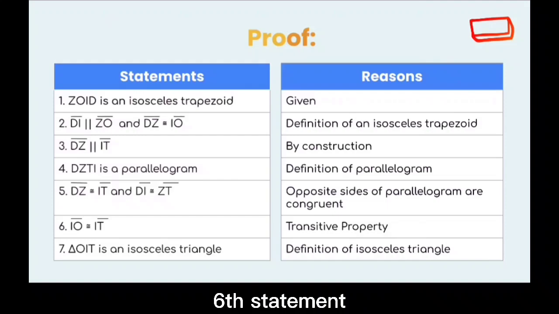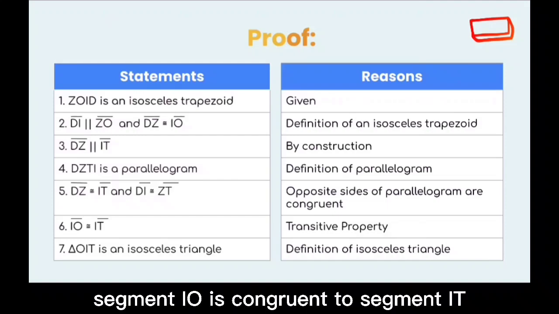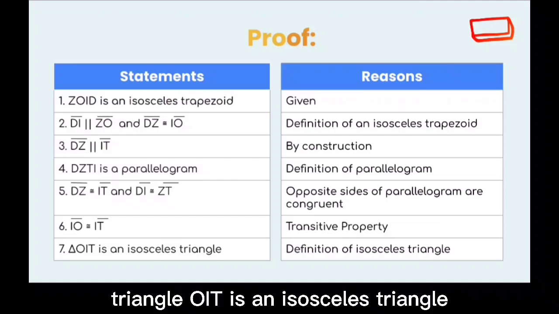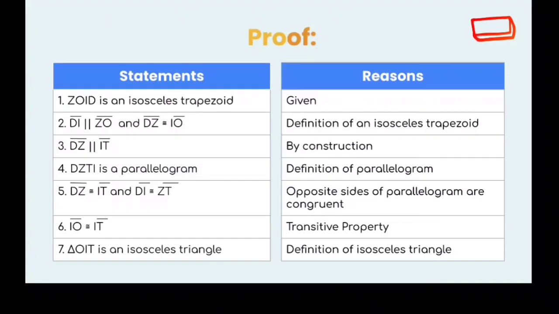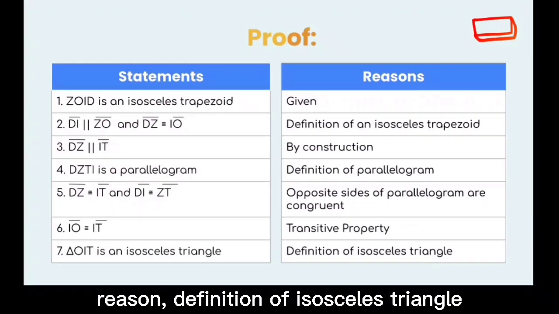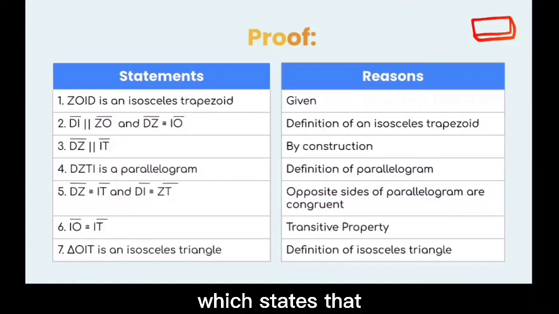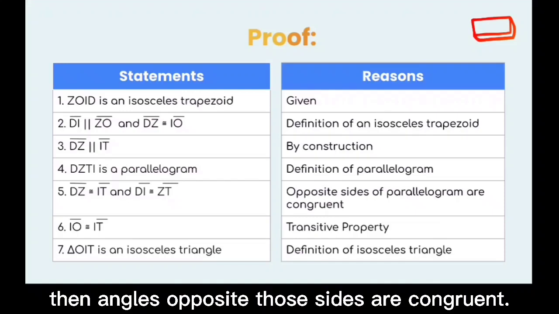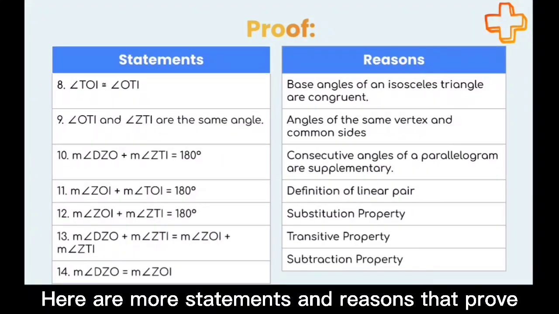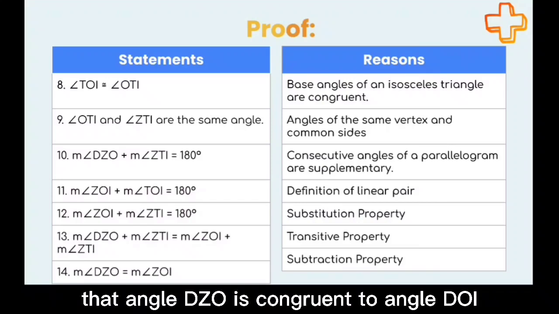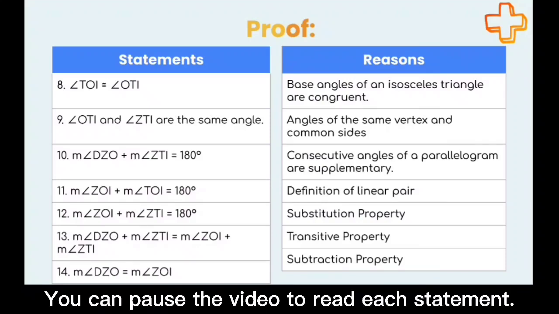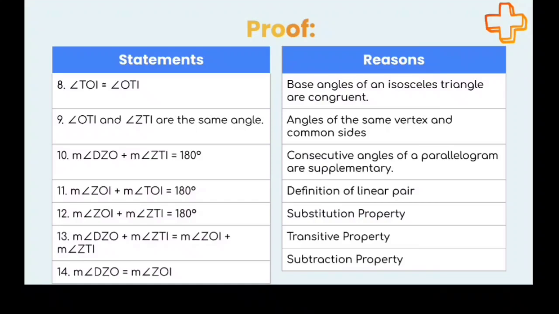Sixth statement, segment IO is congruent to segment IT. Transitive property. Seventh statement, triangle OIT is an isosceles triangle. Reason: definition of isosceles triangle, which states that if 2 sides of a triangle are congruent, then angles opposite those sides are congruent. Here are more statements and reasons that prove that angle DZO is congruent to angle ZOI and angle ZDI is congruent to angle DIO. You can pause the video to read each statement.